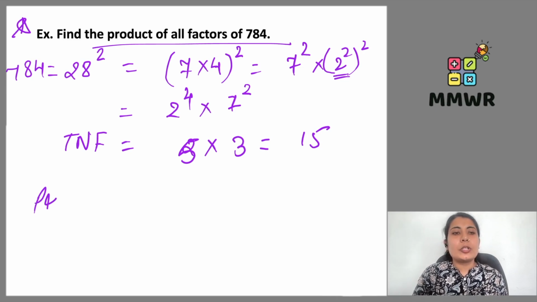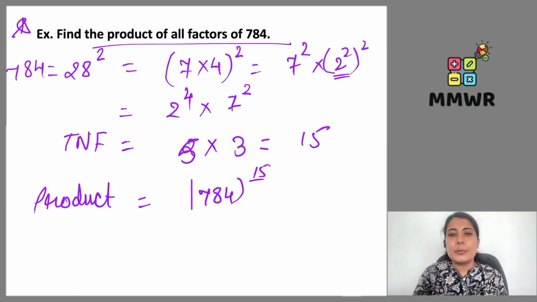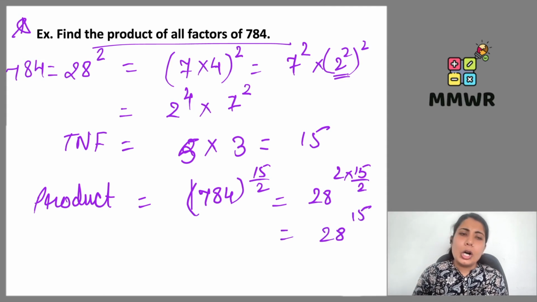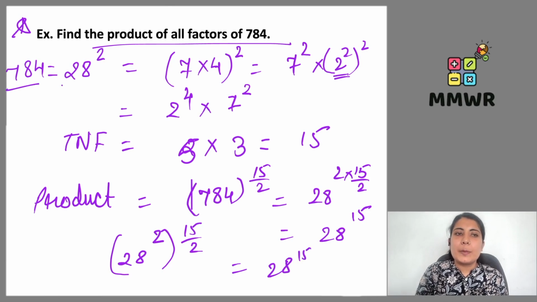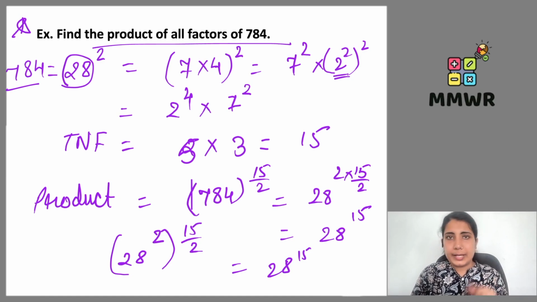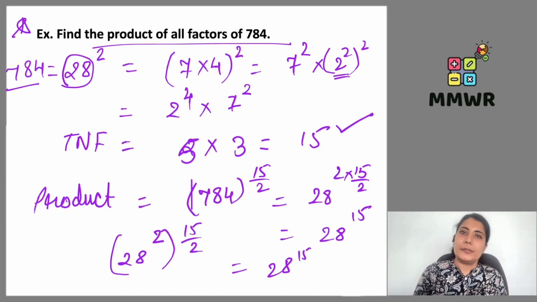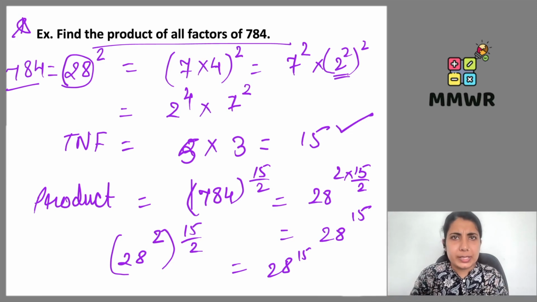So the product is going to be, either you can write 784 and its power 15 upon 2, then write 28 square with power 15 upon 2, and then you will get 28 to the power 15. Or you can directly write the square root of the number, 28, and the power is the total number of factors, 15. I hope it's easy to understand, right?